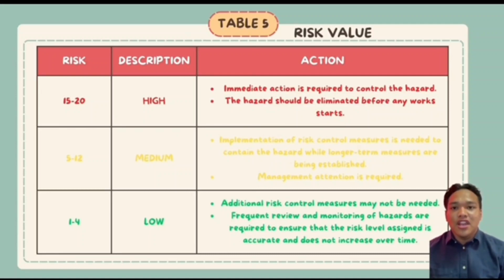Next, the value 1 until 4 is low. The action we need to do is additional risk control measures may not be needed, and frequent review and monitoring of the hazard are required to ensure that the risk level assigned is accurate and does not increase over time. So these are the table 5 risk values.